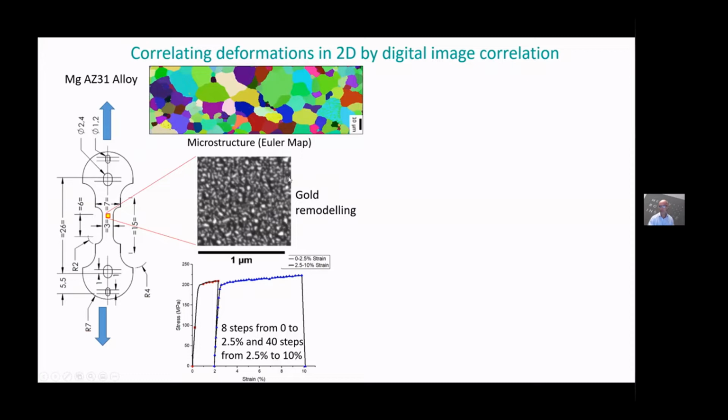What we do is we place a gold pattern, well, we remodel a gold particle pattern on the surface, a very fine pattern. You can see this is a 1 micron square here. So we coat the surface and remodel the gold to form these very fine particles, and then when we strain the sample, we can use these particles to measure and quantify the strain fields.